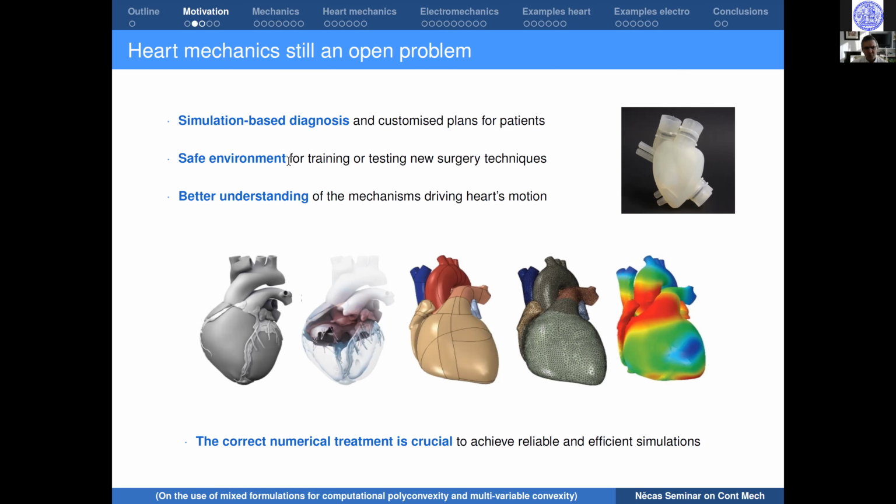Also the possibility to have a virtual environment where computationally you can experiment, whereas of course when you are in an operating theater you cannot do it. And also the possibility to have a better understanding of the heart motion and the heart mechanics and the different physics that are intertwined. We also knew that the correct numerical treatment of the problem was important, and that was one of the driving factors of this research.